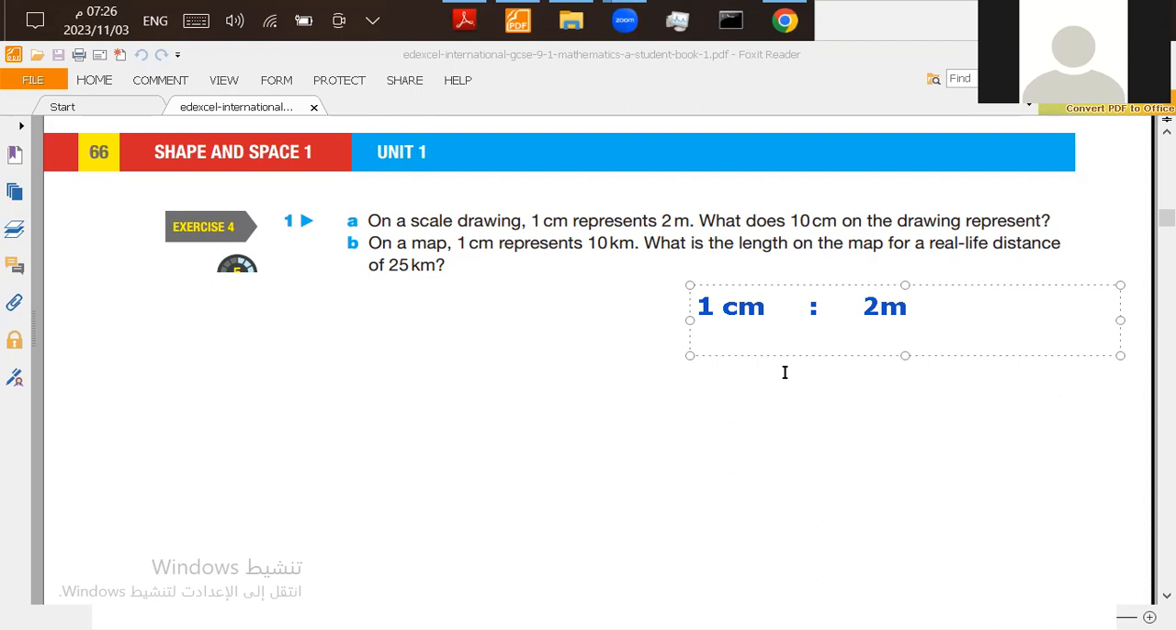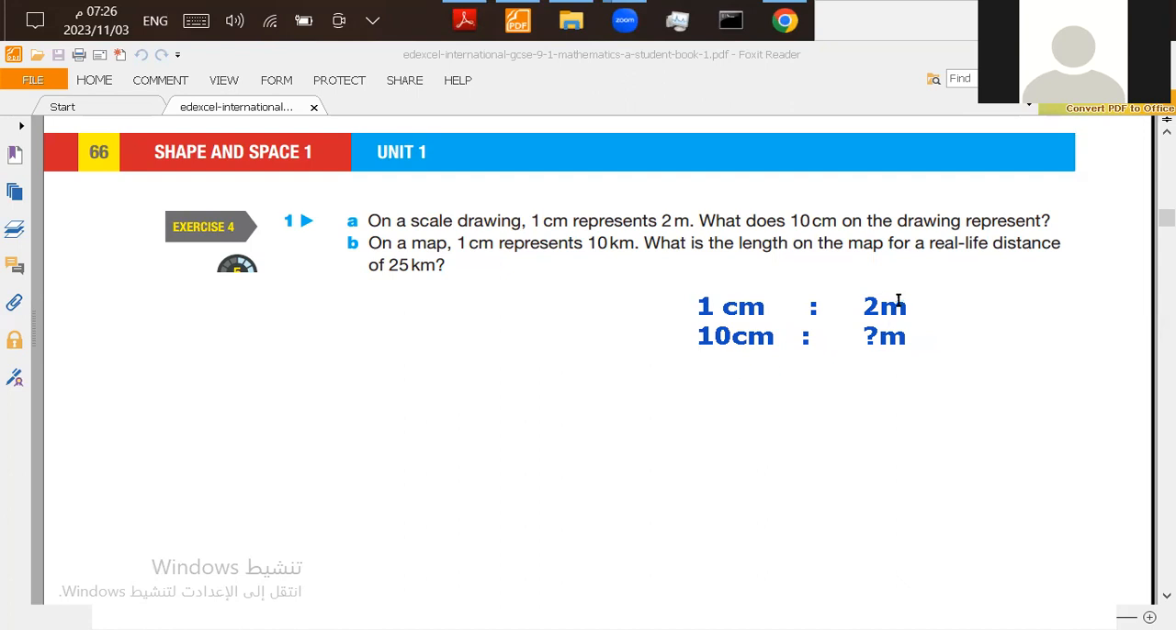And then they asked us: 10 centimeters, how many meters? That's the idea. So we're going to use the same idea that we use with the boxes. We can make boxes, and we can use direct proportion because they increase together. 1 centimeter represents 2 meters, so 10 centimeters, how many meters?